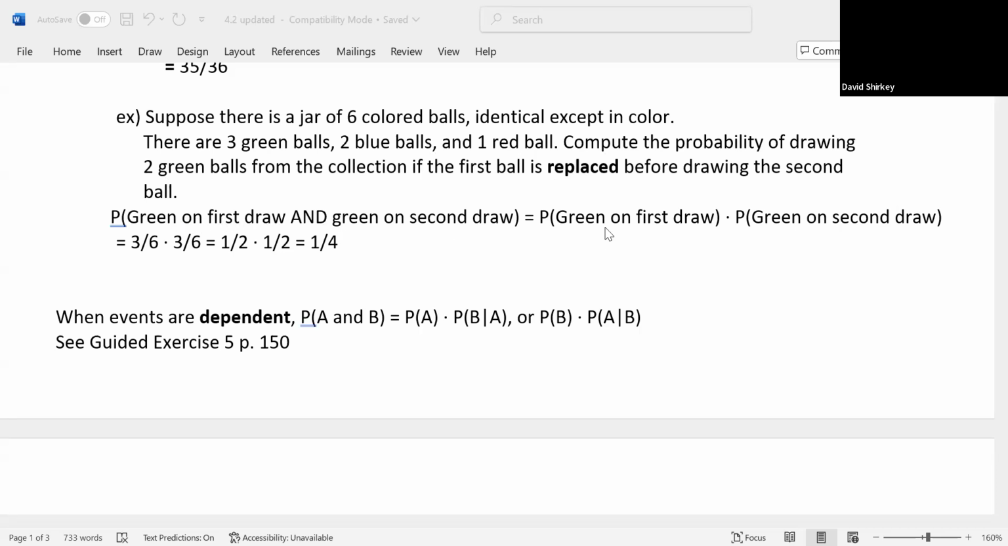So the probability then of a green on the first draw and a green on the second draw is the probability of a green on the first draw times the probability of green on the second draw. Remember, the first ball was replaced before you drew again, okay? So there's 3 green balls out of 6. On the first draw, the probability it's green is 3 out of 6. You put the ball back in, you draw another ball, times this 3/6, which is 1/2 times 1/2, which is 1/4.